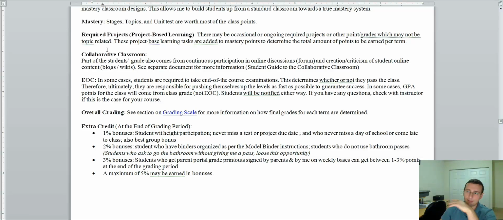You can also get up to a 3% bonus if the student goes to the parent portal from the gradebook system, prints every week a report that shows the student's grades, and has that signed by the parents and gives that to me. If the student does it every week, you can get up to a 3% bonus at the end of the quarter. So if you add all of that together, you can get a lot of bonuses. But a student may only earn up to 5% bonus towards their final grade.